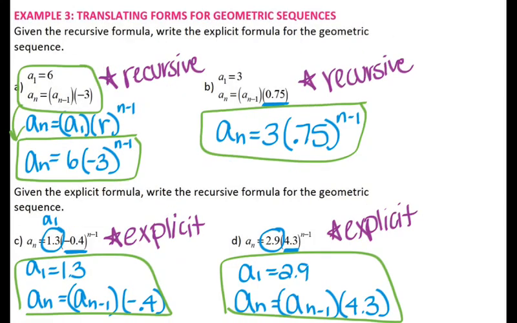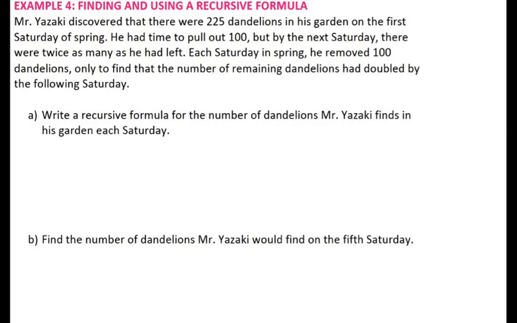Okay, so that covers arithmetic and geometric recursive sequences. Now let's look at a sequence that is not arithmetic or geometric. Mr. Yazaki discovered that there were 225 dandelions in his garden on the first Saturday of spring. He had time to pull out 100, but by the next Saturday there were twice as many as he had left. Each Saturday in spring he removed 100 dandelions, only to find that the number of remaining dandelions had doubled the following Saturday. So let's see what's happening here.